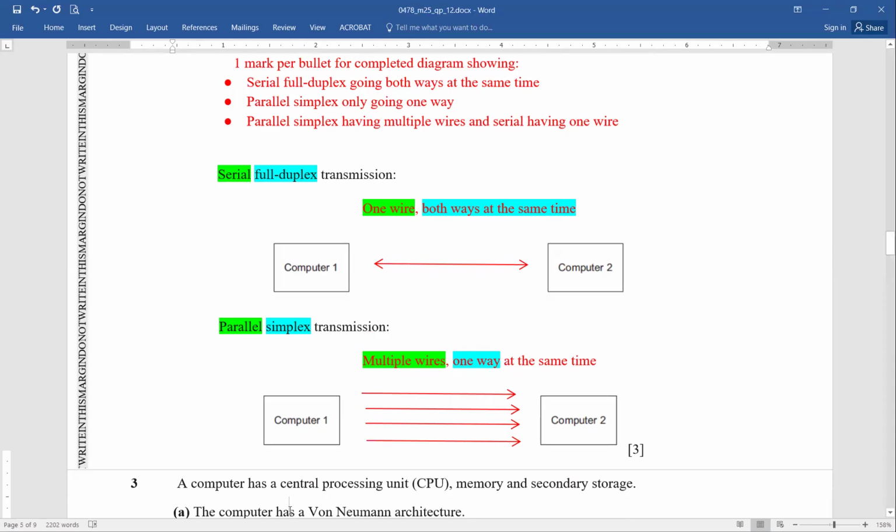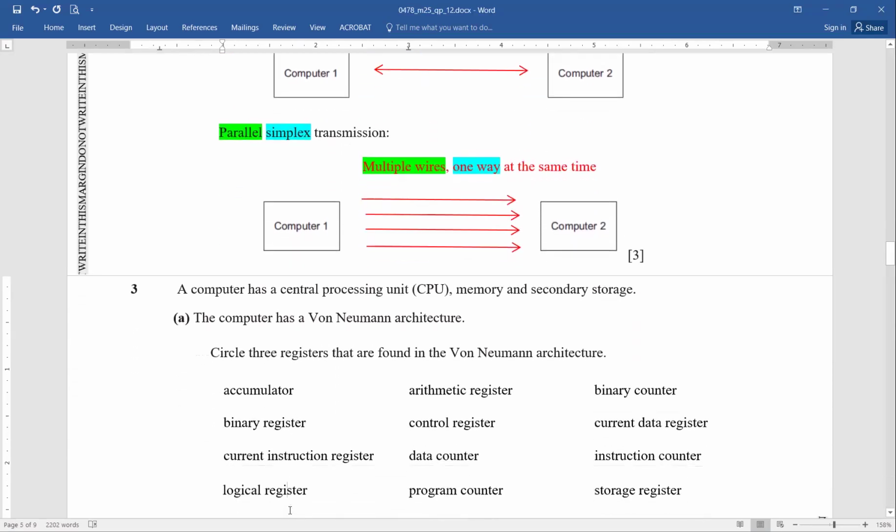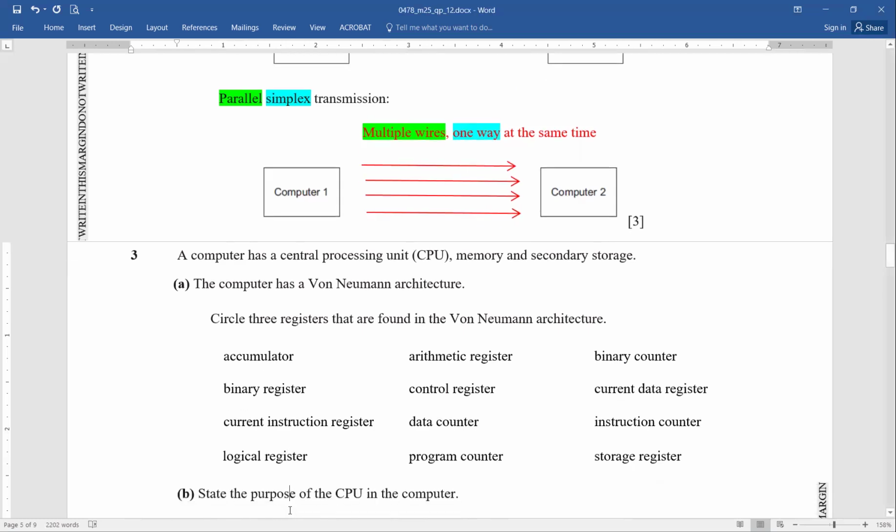Okay, fine. Question number 3, can we move? A computer has a central processing unit, memory, and secondary storage. The computer has a von Neumann architecture. Circle 3 registers that are found in the von Neumann architecture. Now, I'm giving you time. Do it quickly, and then we will discuss.